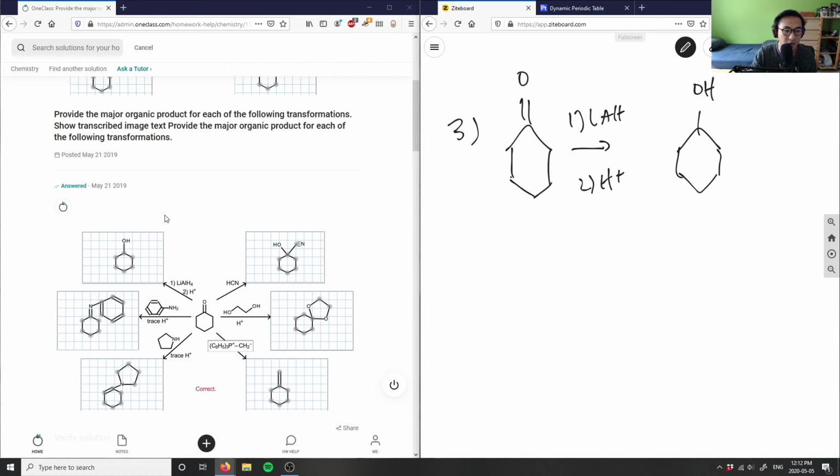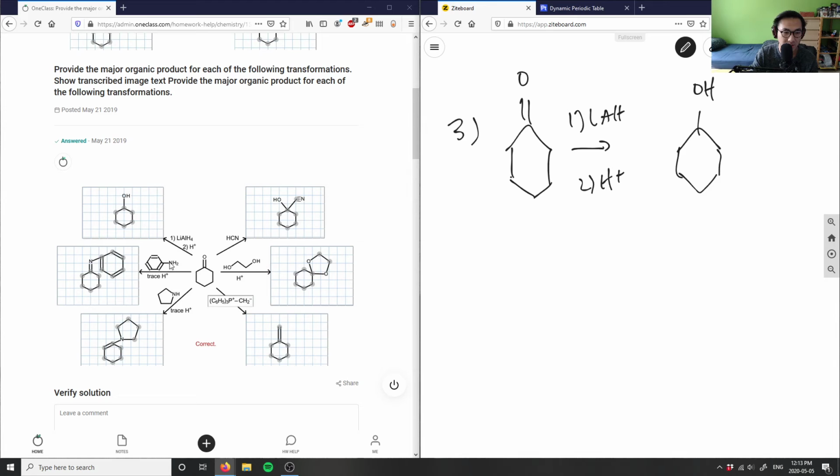And as you can see, they got it here as well. They reduced the ketone into an alcohol here. So number 1 here is correct. Let me look at number 2 here. So it's reacting with some sort of benzene amine group here, and then again with a little acid workup.